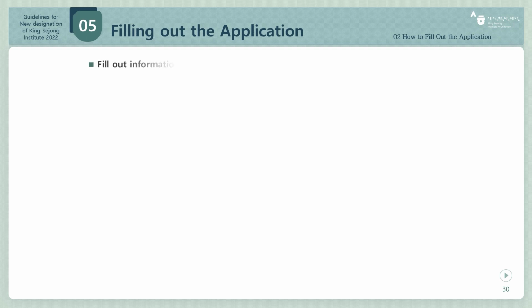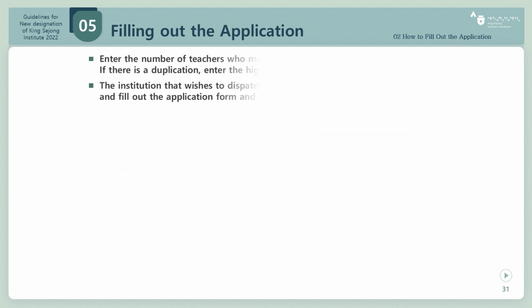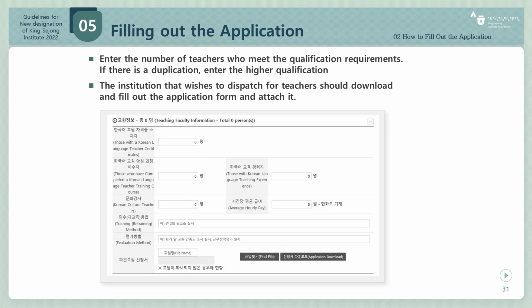Now let's find out how to fill out information regarding the operation plan for King Sejong Institute. First, please fill out information regarding the Institute Director and those who will serve as staff. For Korean language teachers, enter the number of teachers who meet the Foundation's 3 qualification requirements for Korean language teachers at King Sejong Institute. If the teacher meets more than 1 qualification requirement, enter the highest qualification.